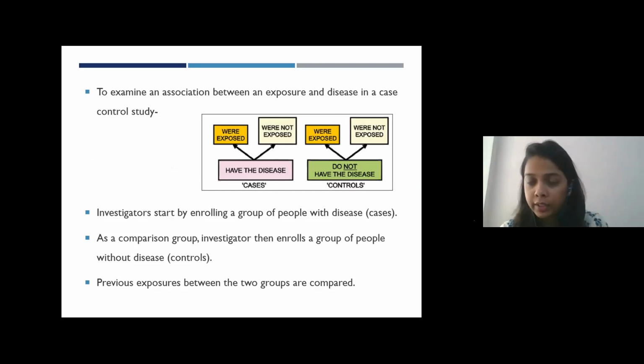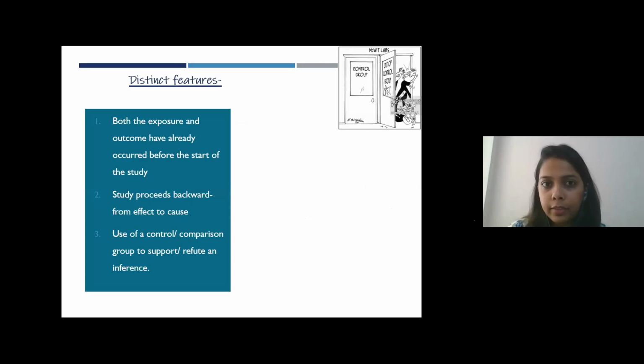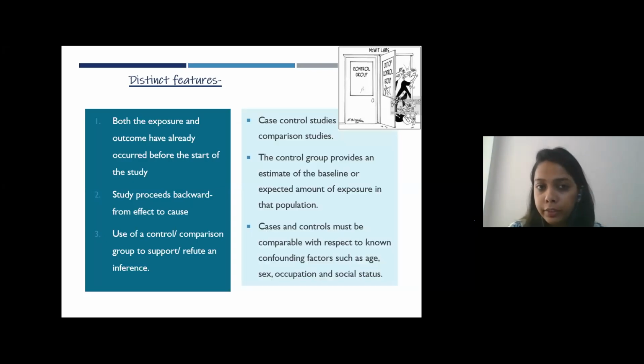In cohort, you're checking if they're exposed or not, and you're following them up to see if they have the disease or not. So people who have the disease are your cases. People who don't have the disease are your controls. So you're going to go back and see whether they were exposed to the factor that you're studying in your particular study, and you compare. But the feature is both exposures and outcomes have already occurred.